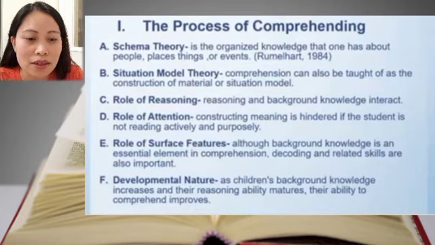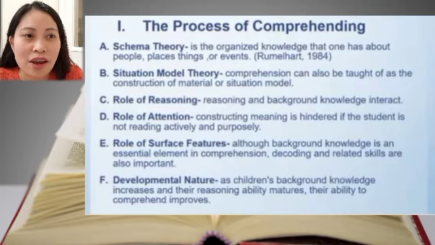So, letter E, role of surface feature. Although background knowledge is an essential element in comprehension, decoding and related skills are also important. Background knowledge is essential for comprehension, but decoding difficult vocabulary blocks understanding and creates frustration. So, letter F, developmental nature. As children's background knowledge increases and their reasoning ability matures, their ability to comprehend improves.